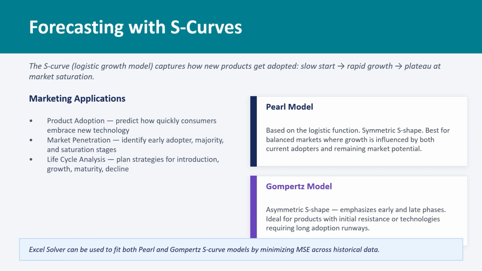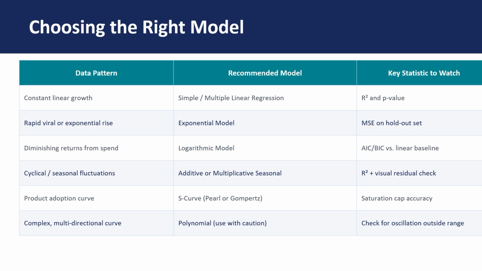Alright, we have covered a lot of ground. The natural question now is how I know which model to use for my data. This decision table is your guide. The first thing to do is look at your data visually in a scatter plot. What does the pattern look like?